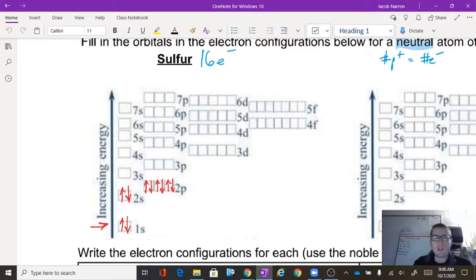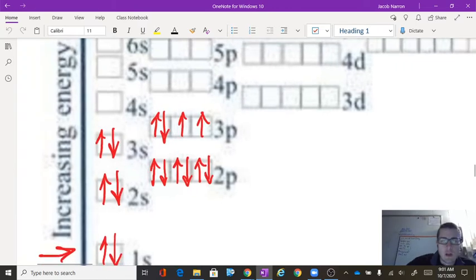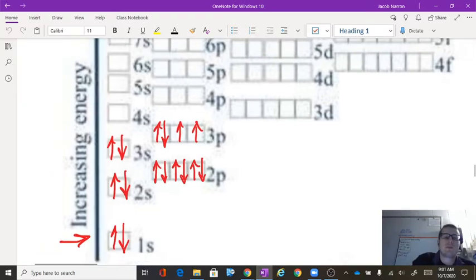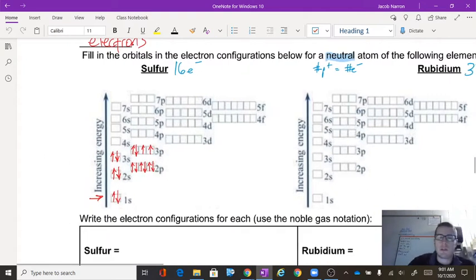So at this point, let's pause and see how many I've dealt with. 1, 2, 3, 4, 5, 6, 7, 8, 9, 10, 11, 12, 13, 14, 15, 16. There you go. And notice right here in the 3p, you guys can hopefully see that, I did 1, 2, 3, up, up, up, and then the fourth one went down. Okay, so there's what we have. Let me double check, make sure I did that right. So I ended on 3p4. Yeah, that's right, because I ended at sulfur.